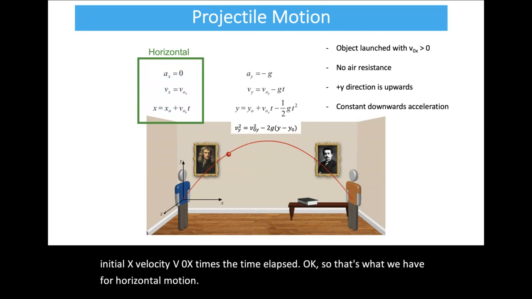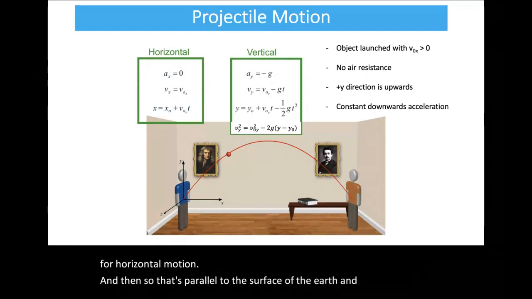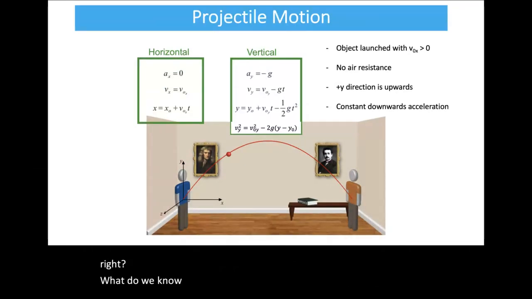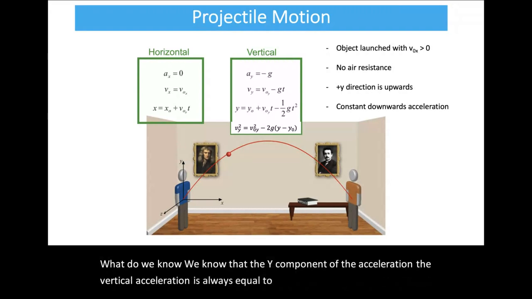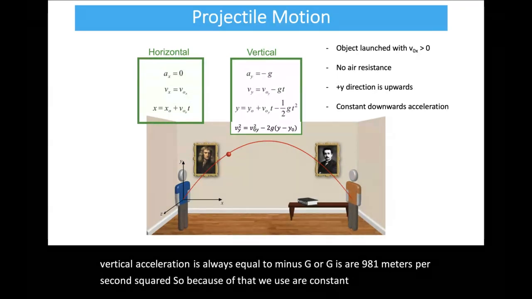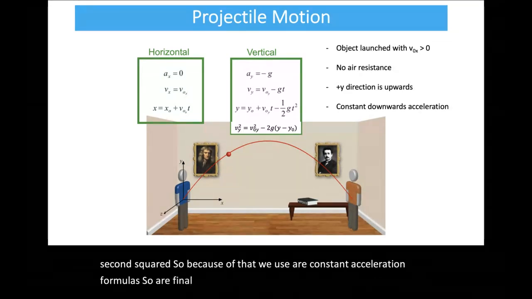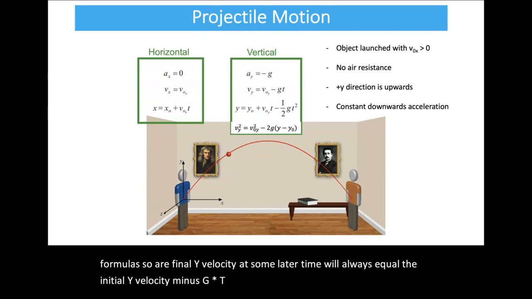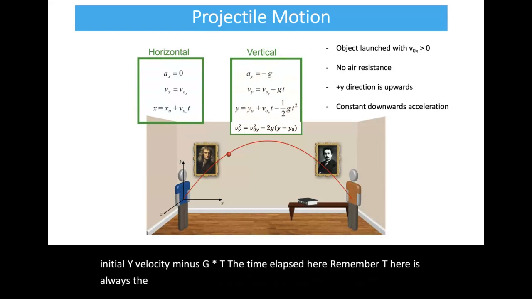And so that's parallel to the surface of the Earth. And then vertical motion up and down, which is perpendicular to the surface of the Earth, right? What do we know? We know that the y component of the acceleration, the vertical acceleration, is always equal to minus g, where g is our 9.81 meters per second squared. So because of that, we use our constant acceleration formulas. So our final y velocity at some later time will always equal the initial y velocity minus g times t, the time elapsed here. Remember, t here is always the time elapsed because most of the time we're going to start our motion at time equals 0.